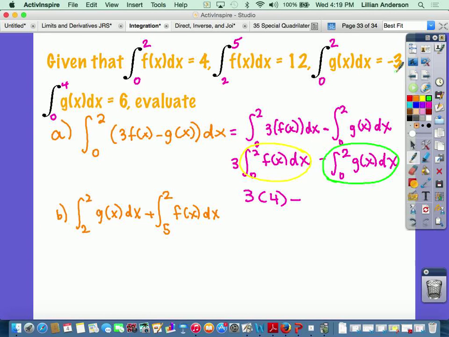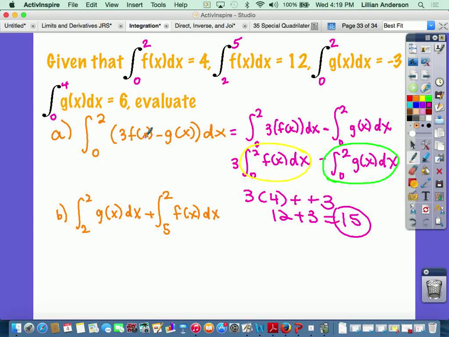That's the same thing as saying negative 3. So I'm going to replace that with a negative 3. Two negatives make a positive, so this becomes 12 plus 3, which equals 15. So the integral from 0 to 2 of 3f of x minus g of x dx is 15. And that's how you use the properties, okay?